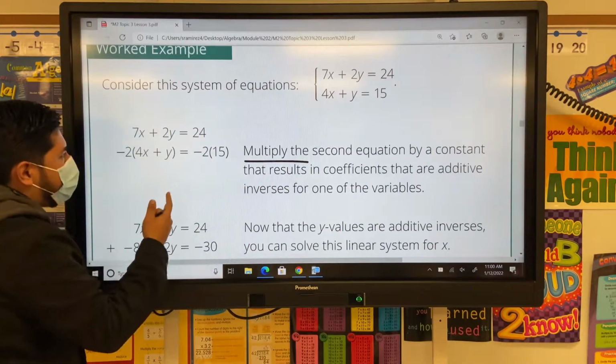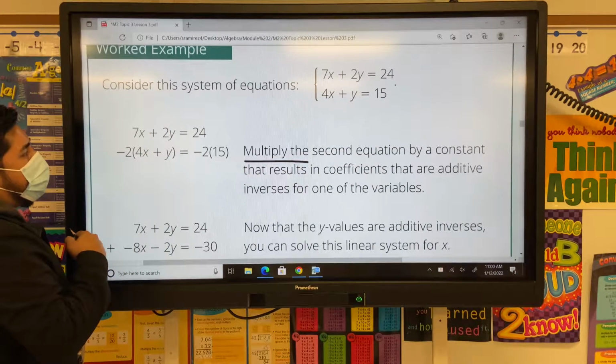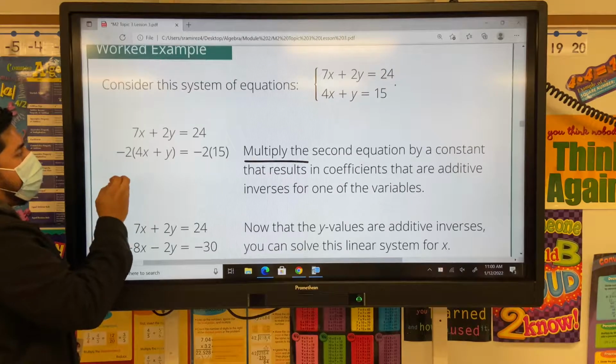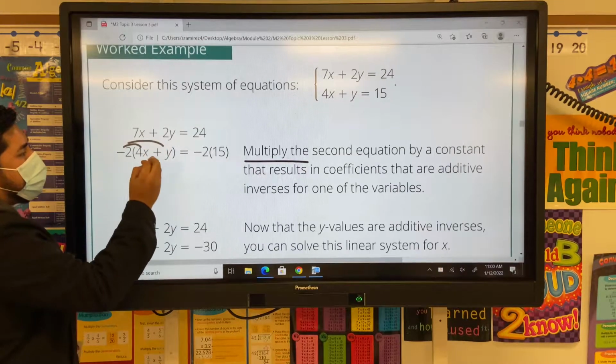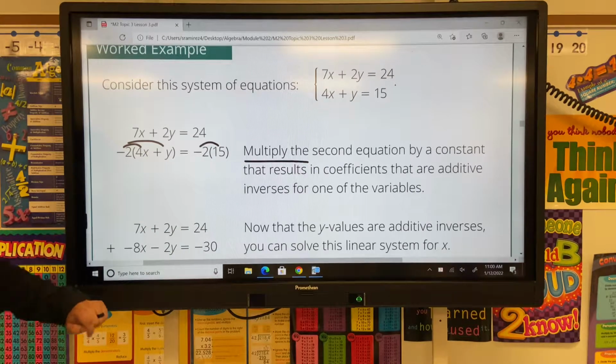They took the second equation. They said, hey, you know what? I'm going to make the y's additive inverses, so they multiply by -2, -2, -2, and the last one, of course. After that, let me scroll down a little bit.